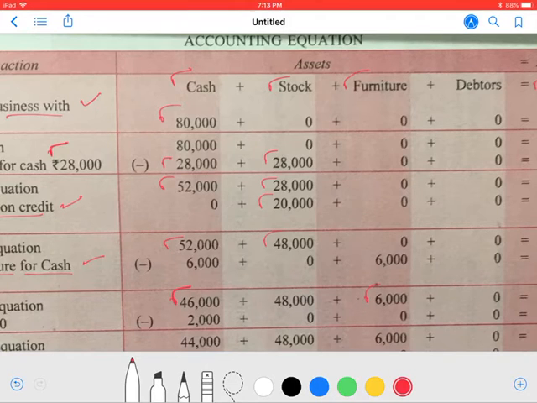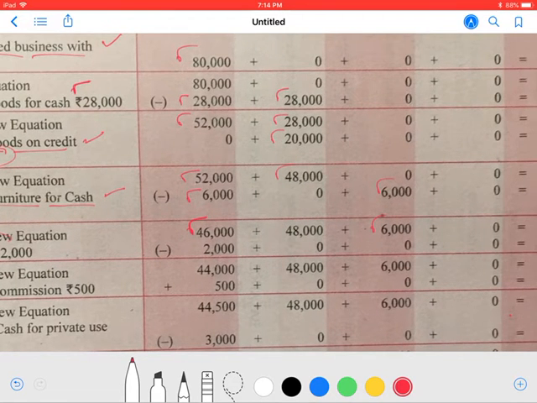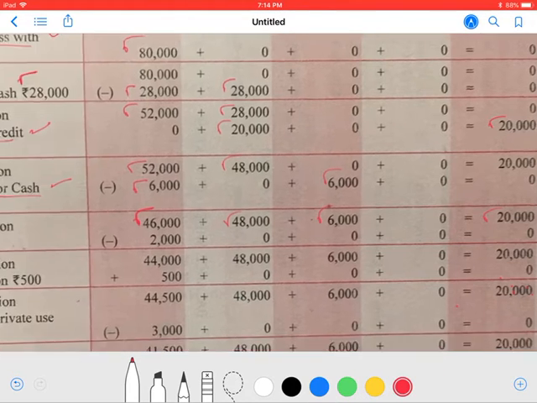So furniture is purchased now, and we have deducted this 6,000 from cash, and we have increased the value of furniture by rupees 6,000. Now we are calculating the new equation. 52,000 minus 6,000 is 46,000. It is obviously 48, ये तो है ही, and 6,000, and there's no change in this 20,000, and there's also no change in this 80,000. So this is the new equation.